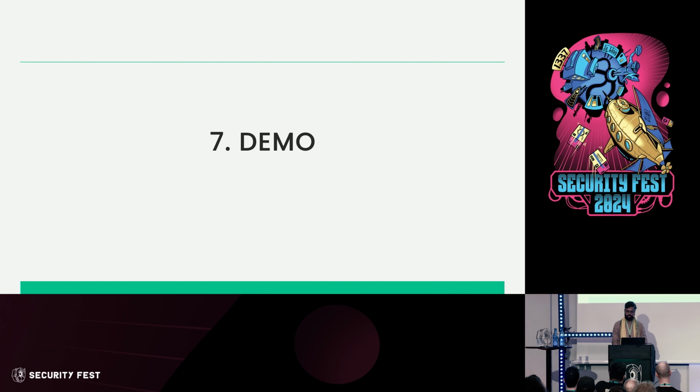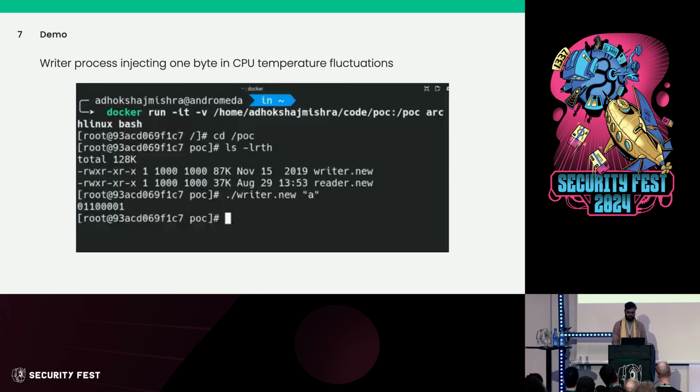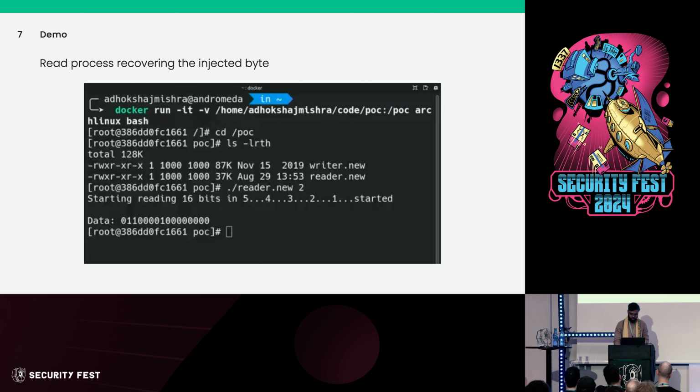Now we have demo time. Okay, so there are 2 screenshots and 1 video. So this is 1 screenshot here, and what I am doing is that I have 2 binaries basically. One is writer, one is reader. Writer will basically take data and it will heat the CPU and cool it down in some pattern. That reader binary will simply keep probing the temperature sensor, and it will try to recover whatever is being transmitted here, okay? So this is the recovery part.